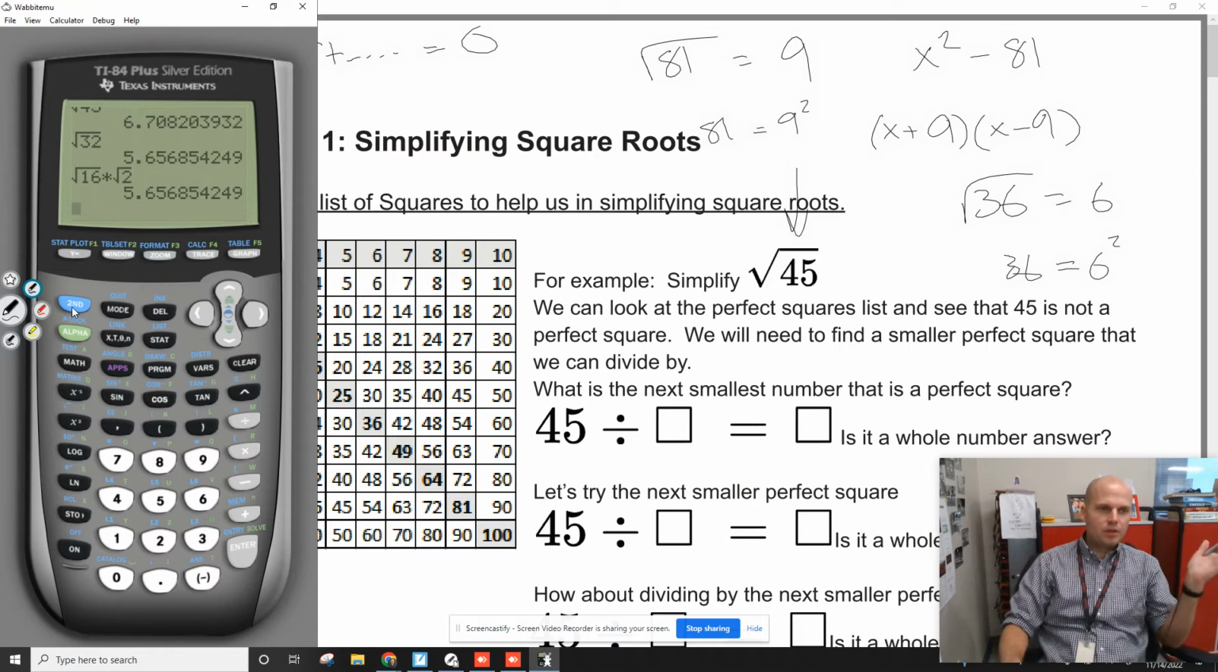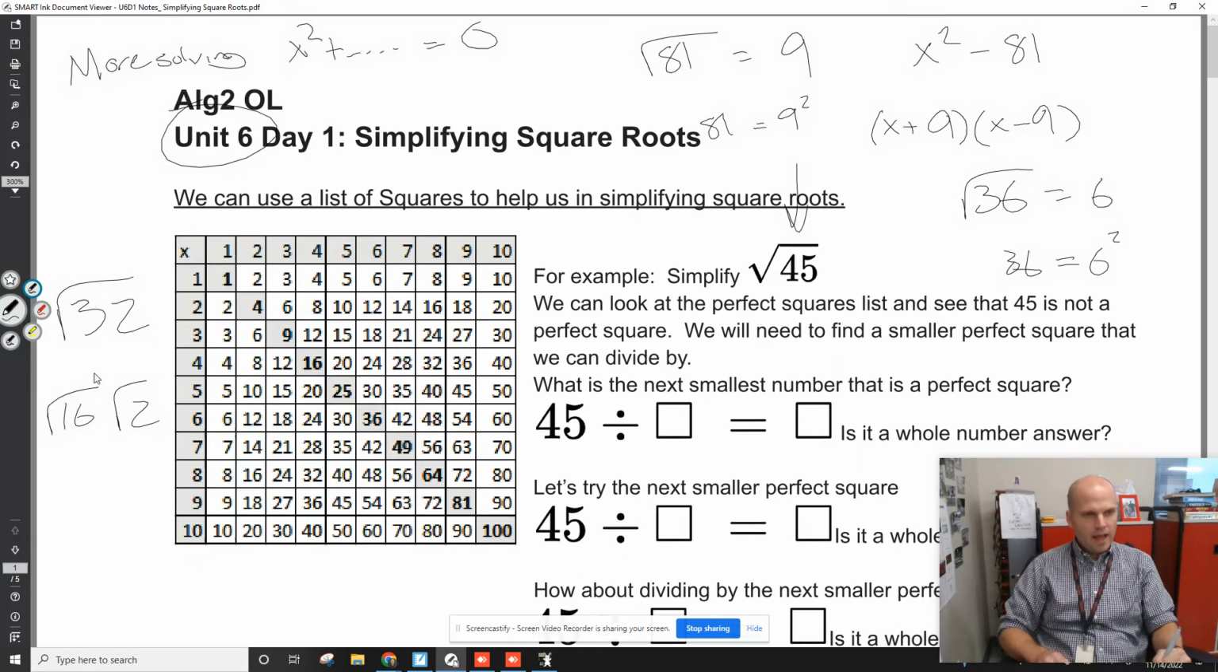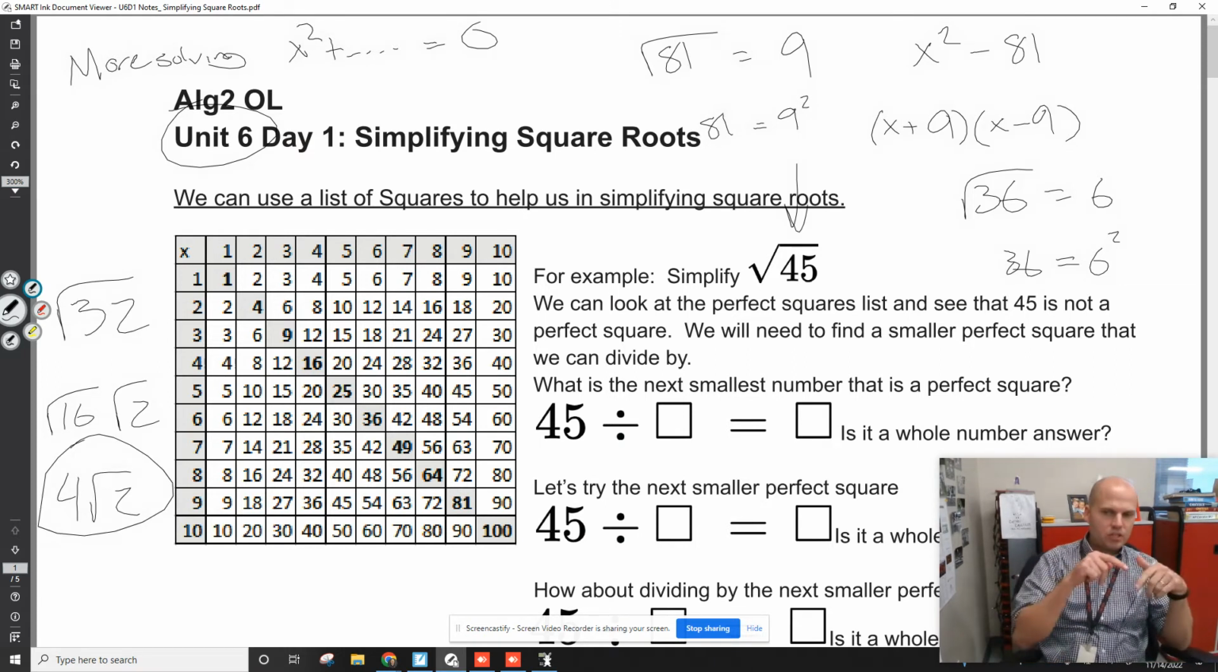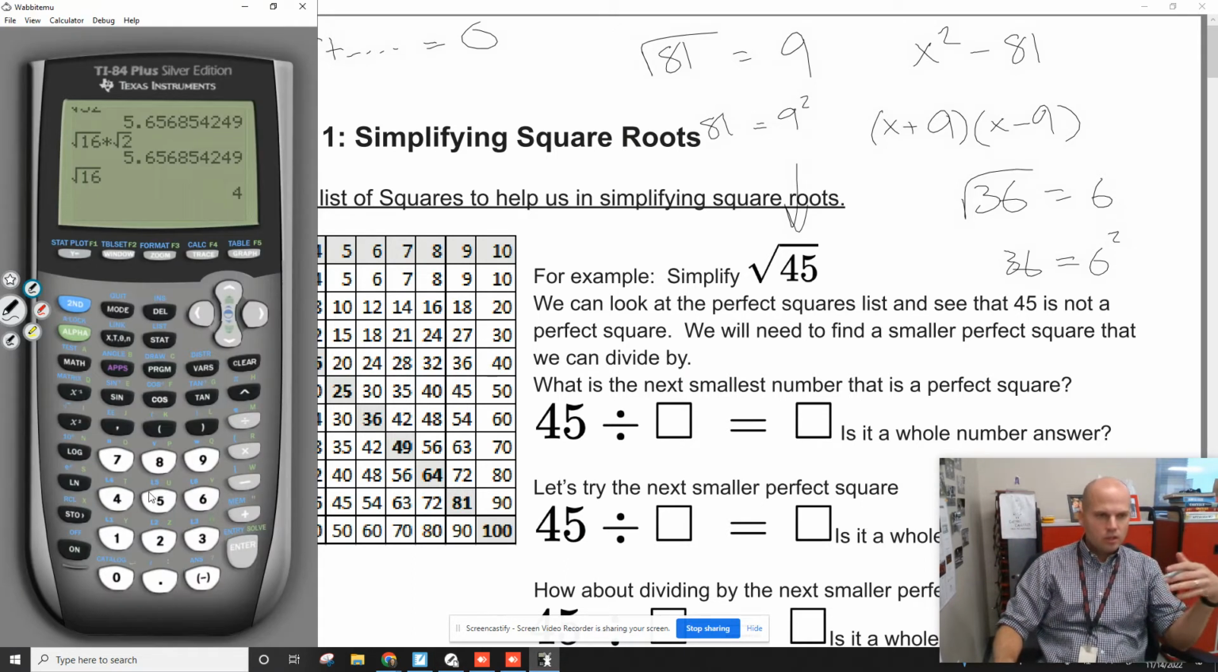The great thing about what I just did, writing it as 16 times 2, is that the square root of 16 is just a nice number, 4. And 4 times the square root of 2 was something mathematicians could do by hand a lot easier before calculators. It'll also help us simplify and create really nice looking answers when we're solving these quadratics in this unit. And I can see I get that same number.